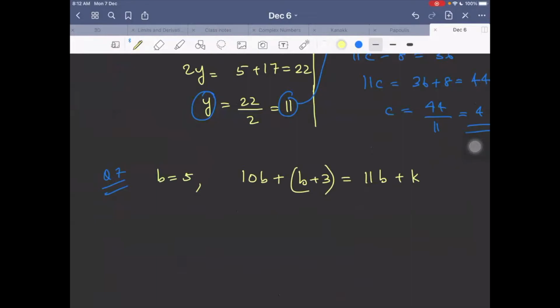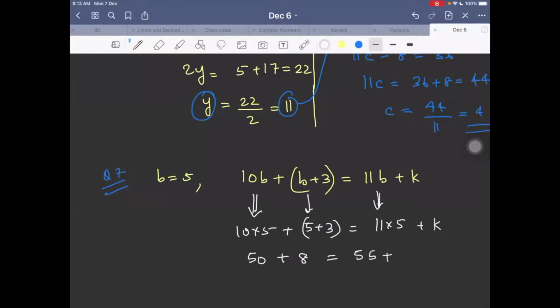Okay, listen carefully. Let's do it in the straightforward manner, and I'll also give you a shortcut in this question. So b is equal to 5, right? So I'm going to substitute b is equal to 5 here. So this becomes 10 into 5 plus 3 is equal to 11 into 5 plus k. So this becomes 50 plus 8 is equal to 55 plus k. So this becomes 58 is equal to 55 plus k. Now your k value is 58 minus 55, that is equal to 3.